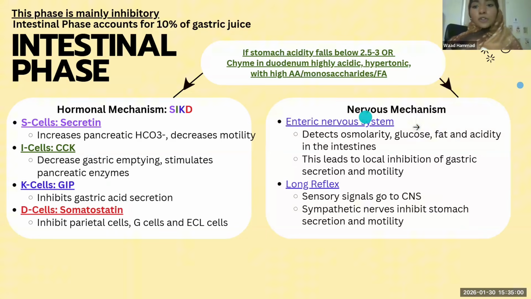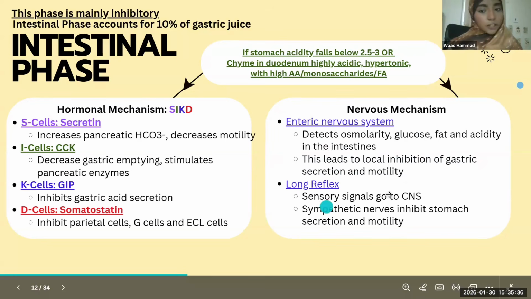Okay, then we go to our nervous mechanism, which also happens to inhibit this. First, we have our enteric nervous system, which, as I said again, is just a locally placed nervous system. It's just there. The enteric nervous system detects osmolarity, which is basically the same thing as hypertonicness. It detects how diluted or how concentrated it is. It also detects glucose, fat, or acidity in the intestines. If the enteric nervous system notices anything out of place, it will lead to local inhibition of gastric secretion and motility.